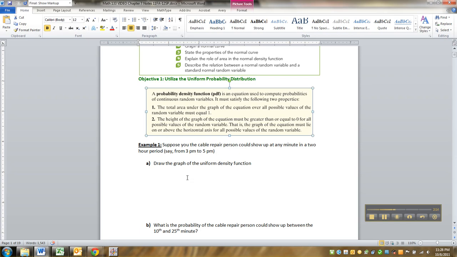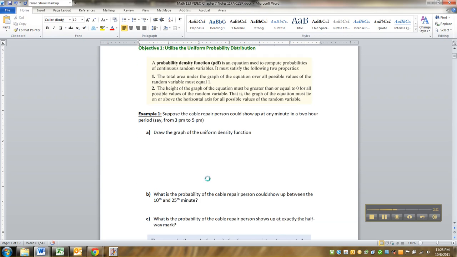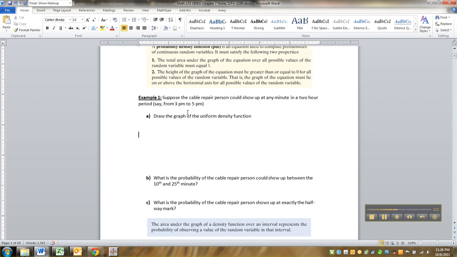All right, so suppose the cable repair person could show up at any minute in a 2-hour period, say from 3 p.m. to 5 p.m. Draw the graph of the uniform density function. All right, I'm going to have to go draw a graph, and I will be right back.